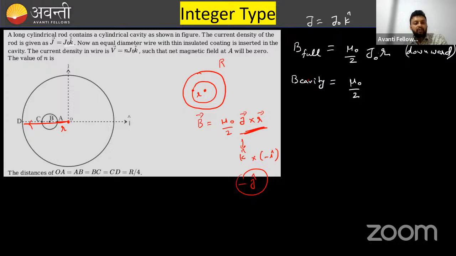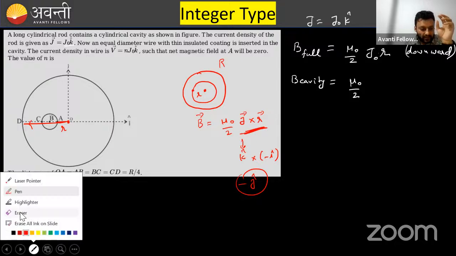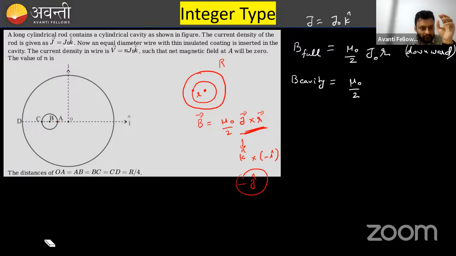Now field due to cavity. Cavity means the current density is opposite to the previous one. Previously it was in K cap, now it is in minus K cap. Correct? For the cavity part, I will remove everything and just focus on this part of the cavity. At point A, this is the center. All these distances OA, AB are the same, so I am just taking R here. I will put R as R by 4 whenever required.